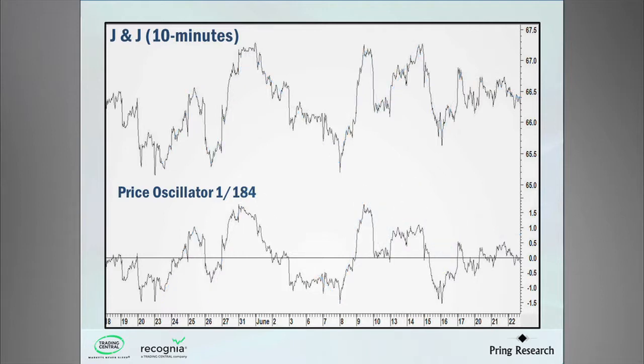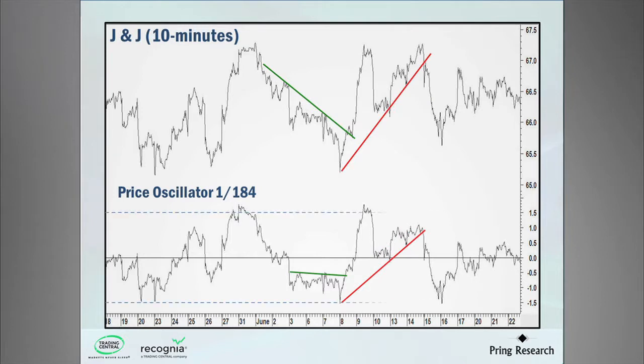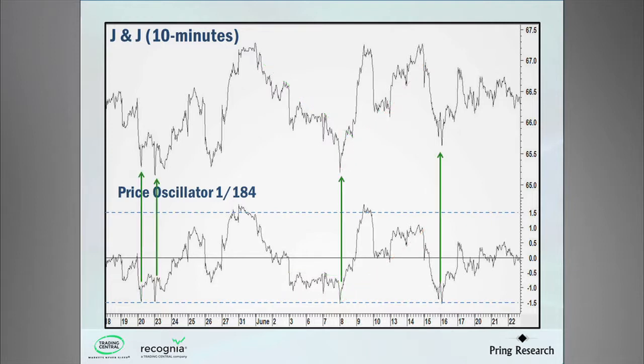Second, because of that fact, the series lends itself to trendline construction. Here's a bullish setup, and here's a bearish one. I can also introduce some overbought and oversold parameters at plus and minus 1.5. Once again, here are the unconfirmed buy signals, and here are the sells.